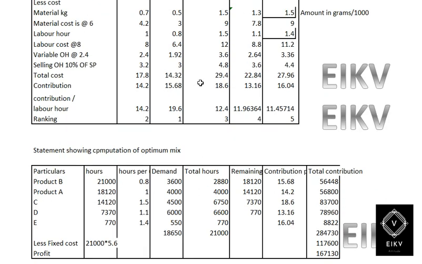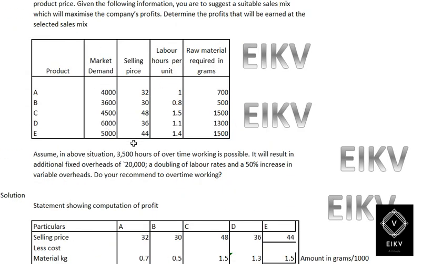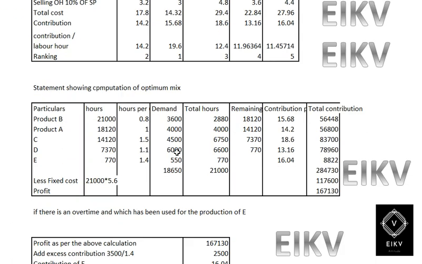So here we have the demand for product E as 5,000 units, right? But we have only 770 hours, so we can only produce 550 units, but the actual requirement was 5,000. That is 770 hours divided by 1.4, and we get the total quantity which we can manufacture, that is 550.